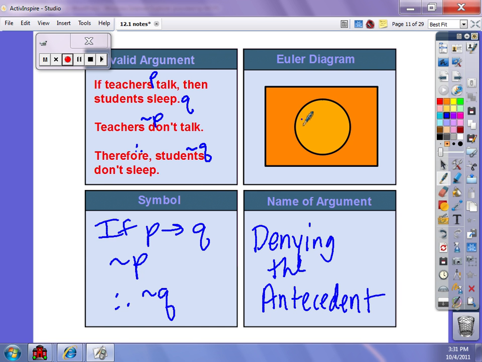Okay, let's test it. Teachers talk, students sleep. Now I'm going to test this argument. It's saying teachers don't talk. So that means when I throw my dart at this dartboard, I know I'm not in the center circle. Does that mean I'm not even on the board at all? That's the problem. I could have landed here, or I could have landed off the board altogether. All I know is that teachers don't talk. I can't assume that students aren't sleeping. So because I don't know where the dart would have landed, this is invalid.